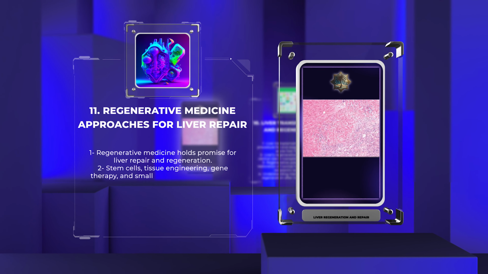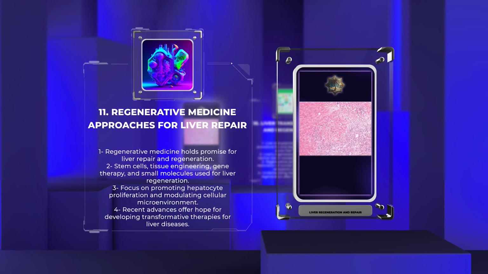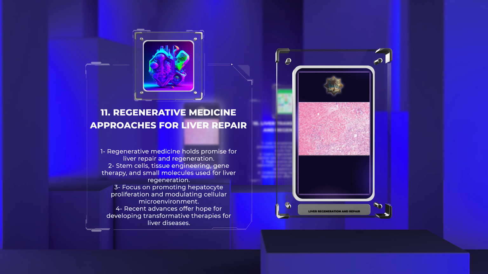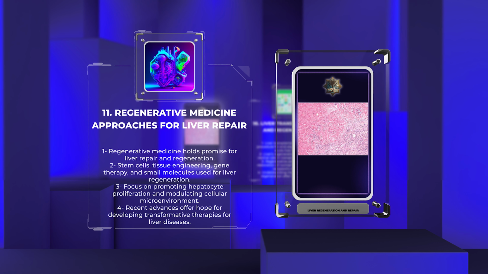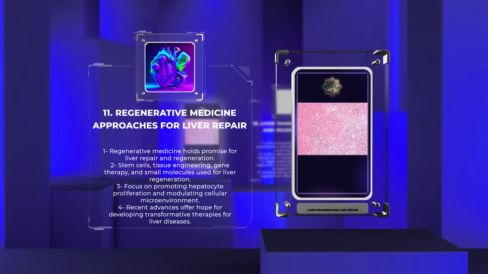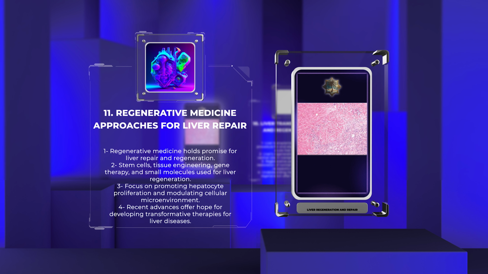Regenerative medicine holds great promise for liver repair and regeneration. Various regenerative medicine approaches are being explored in preclinical and clinical studies to promote liver regeneration in cases where the liver's natural regenerative capacity is impaired. Strategies involve the use of stem cells, tissue engineering, gene therapy, and small molecules to stimulate hepatocyte proliferation and modulate the cellular microenvironment to promote efficient tissue repair. Recent advances in regenerative medicine offer hope for developing transformative therapies for liver diseases and reducing the burden of liver transplantation.